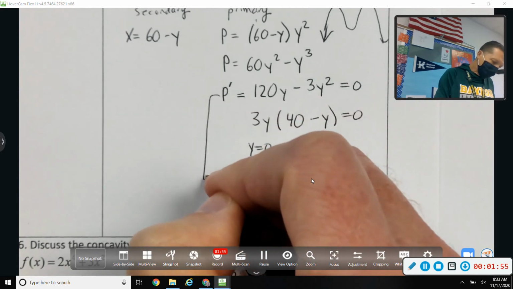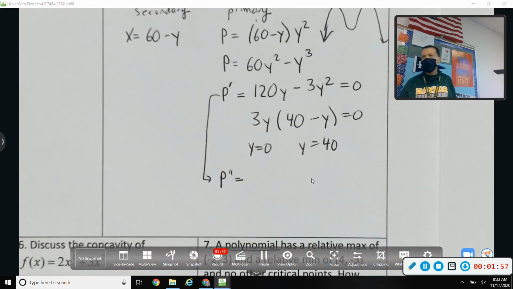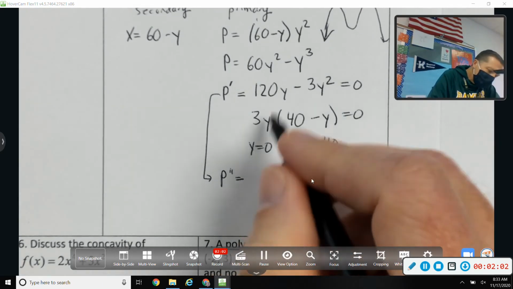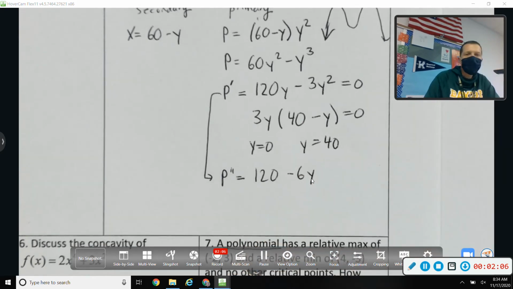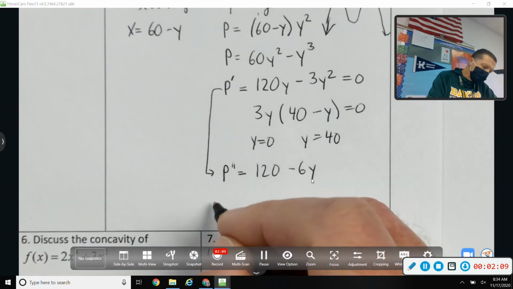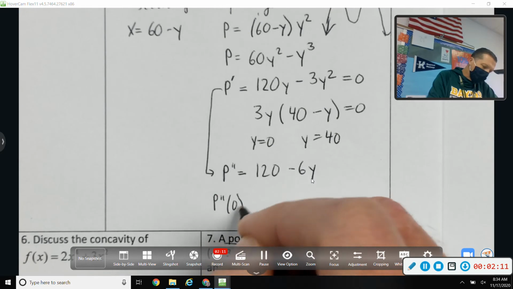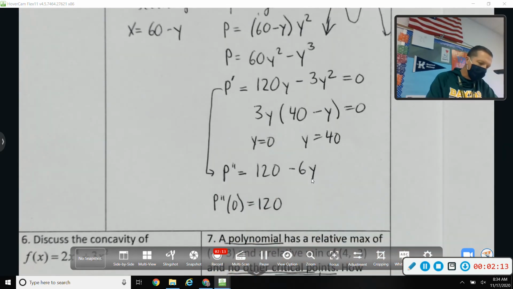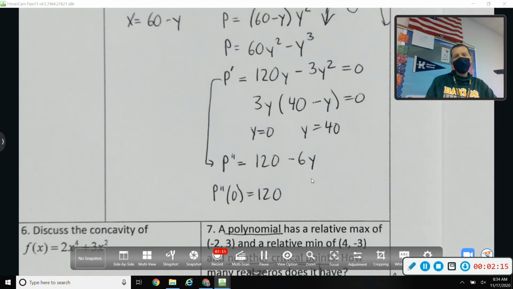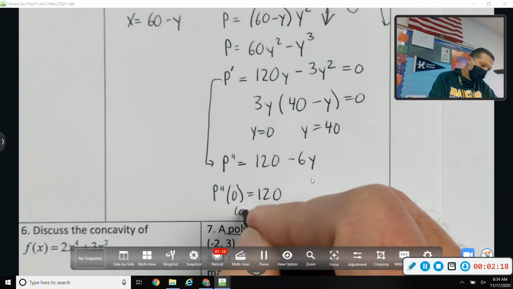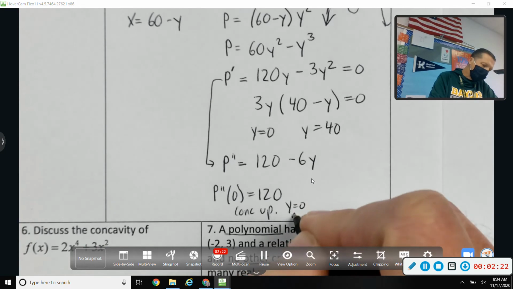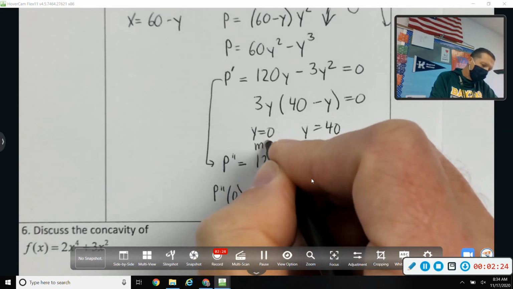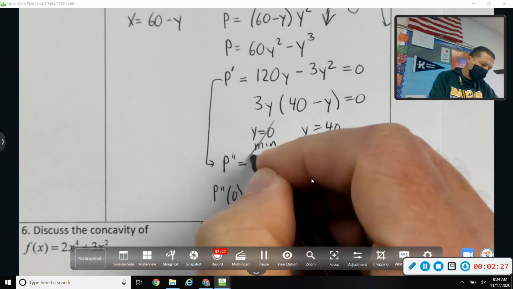So let's find the second derivative because that concavity will tell me if I'm a min or a max. So the second derivative is 120 minus 6y. So the second derivative at 0 is 120. That means concave up. So that means y equals 0 is a minimum. And that's not what we wanted. We want a maximum.